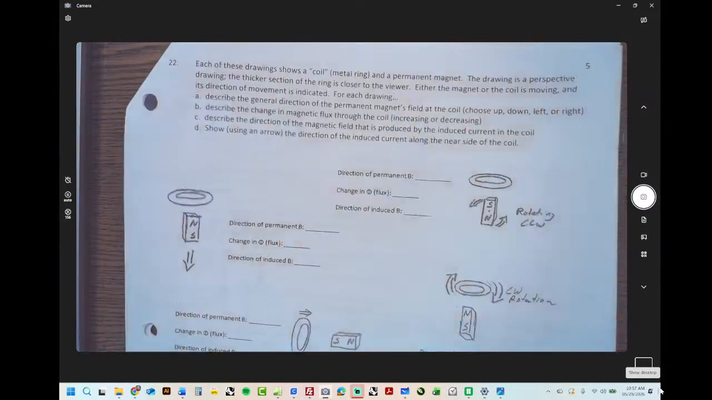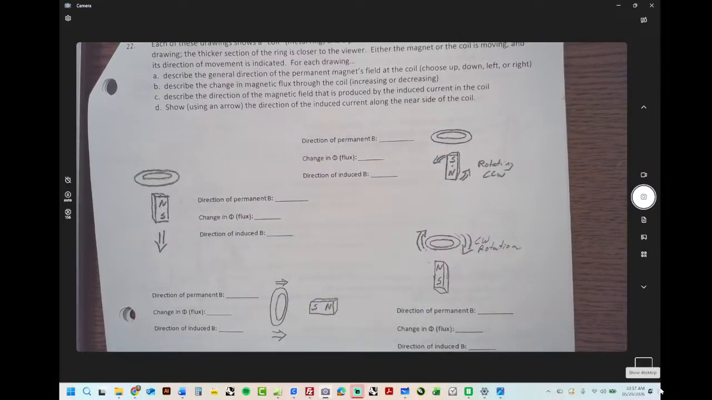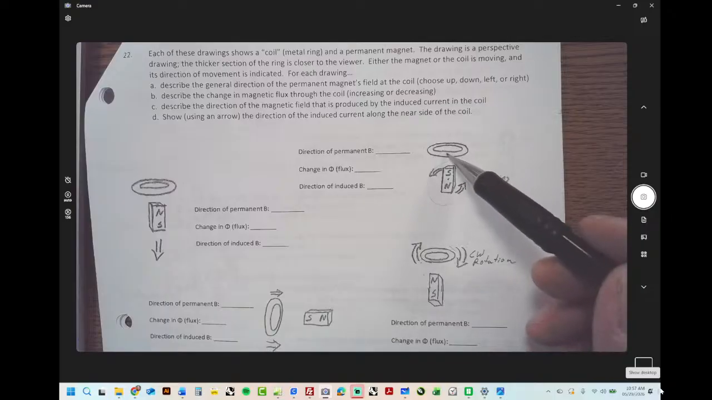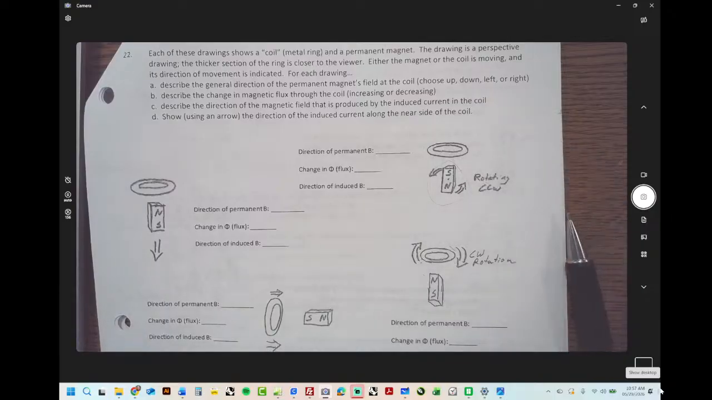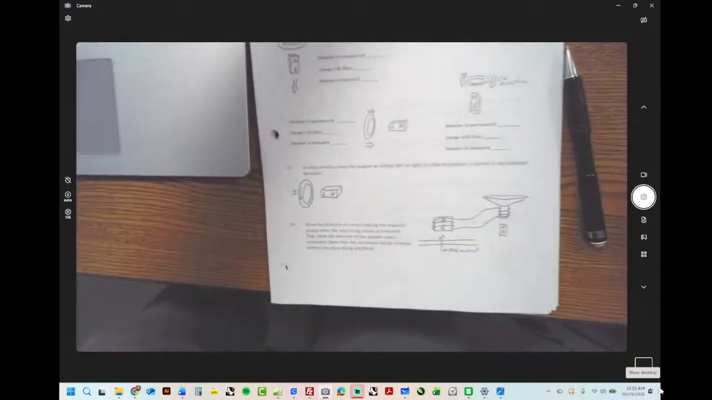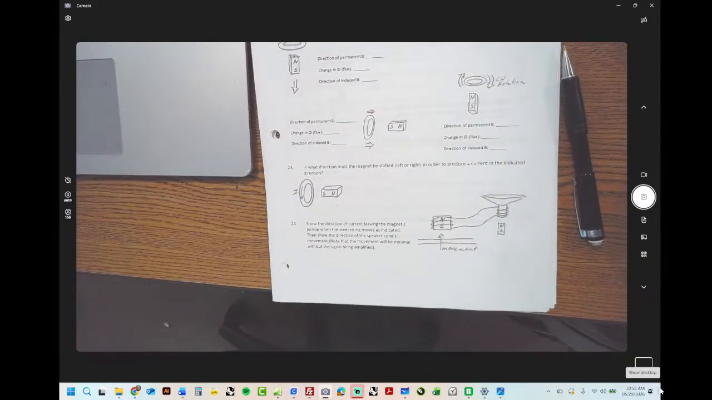All right, so let's do some practice with this. So here's a permanent magnet. Here's just a ring. You know what? This might be a good time for me to show you a ring toss. A ring, not a ring toss, a ring launcher.